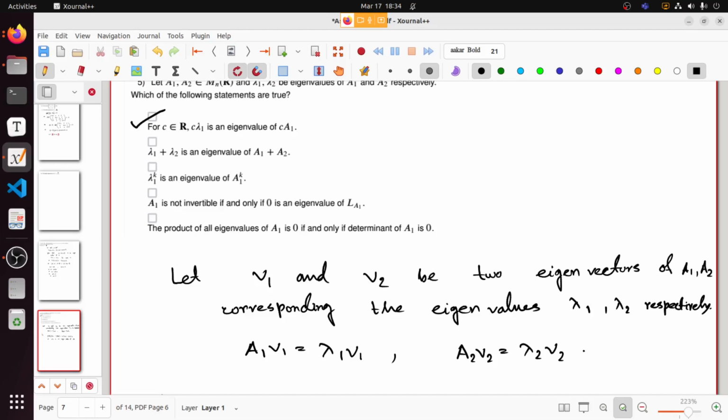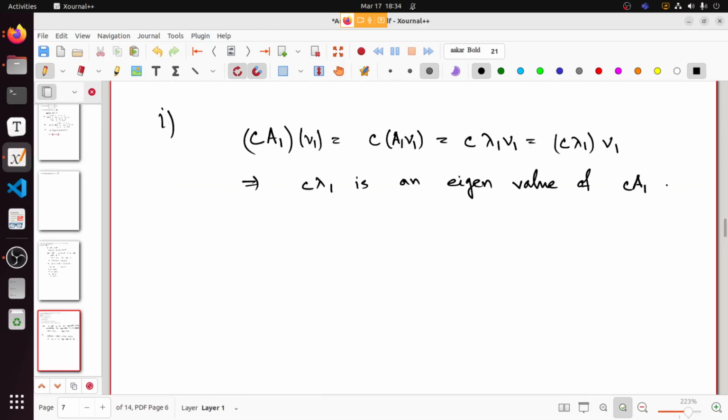It's saying that lambda 1 plus lambda 2 is an eigenvalue of A1 plus A2. So we will show that this is not necessarily true, right? This may not hold for general matrices. So we will show that lambda 1 plus lambda 2 is an eigenvalue of A1 plus A2 is not necessarily true.